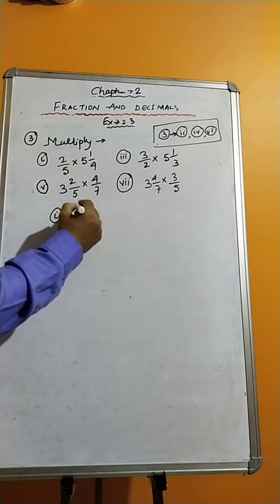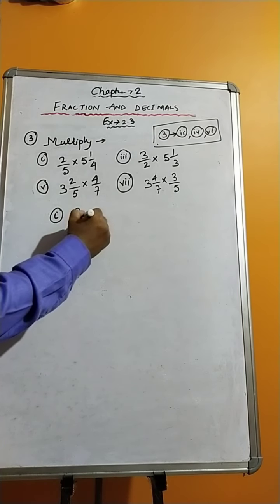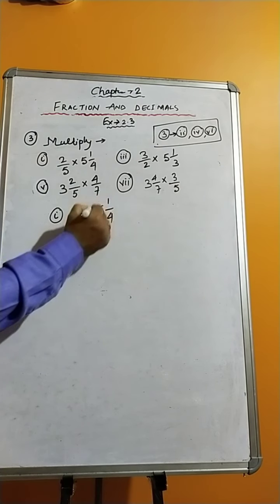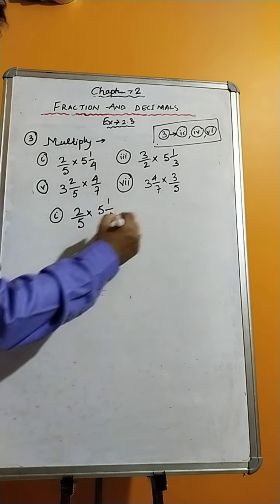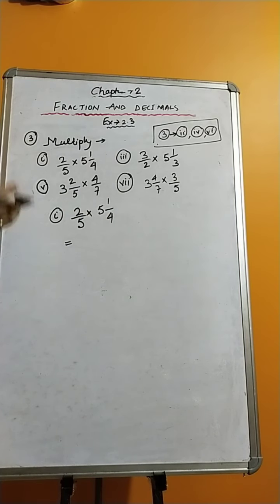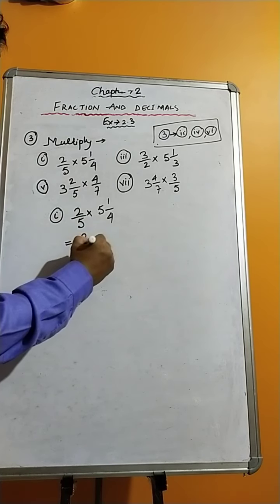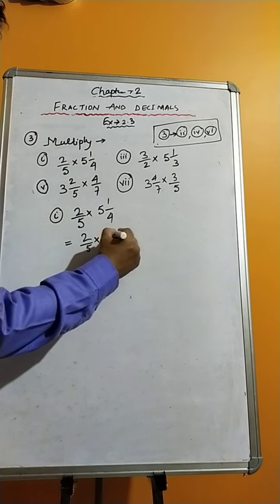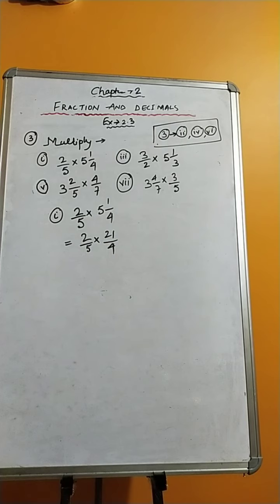Okay, so question number 1, what we have? 2 by 5 into 5 1 upon 4. So this is in the mixed fraction form. So what we have to do? We have to convert this mixed fraction form into the improper form. That is 2 by 5 into 5 4s are 20 plus 1 will give 21 by 4.